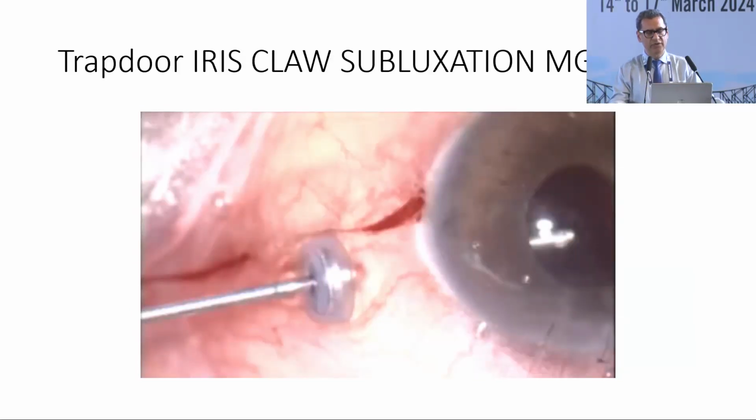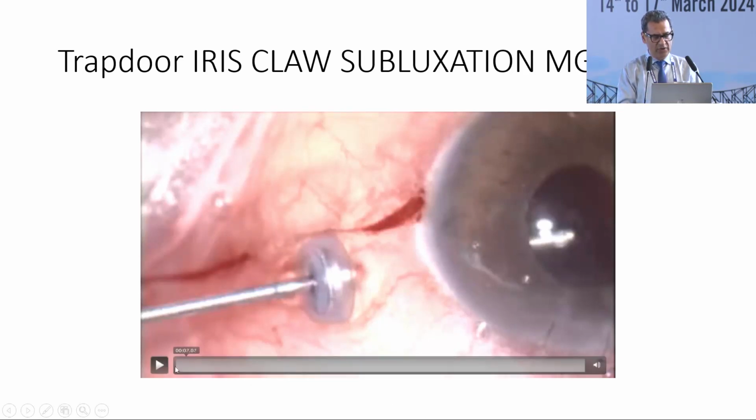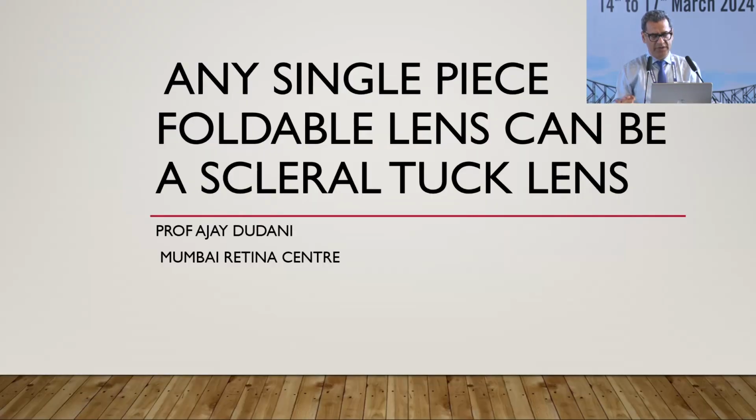So this is like a trapdoor iris claw subluxation management, where one of the haptics unfortunately gets disentangled from the iris, and it's like a trapdoor hanging down with the IOL vertically floating into the mid-vitreous. So this is how we did it. Sorry, I'll just go back.